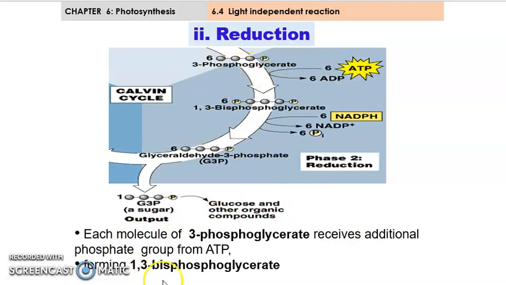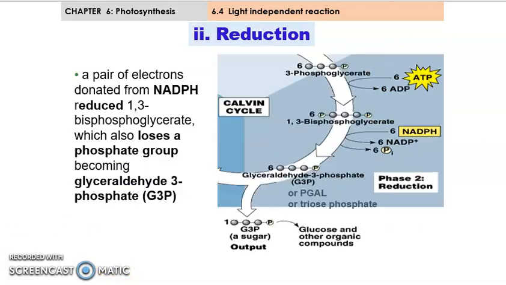So it will form 1,3-bisphosphoglycerate like this. So akan ada satu lagi phosphate yang akan attach pada 3-phosphoglycerate. So this 3-phosphoglycerate will be convert to 1,3-bisphosphoglycerate. Okay, so kenapa ada 6 dekat sini? 6 ATP because it has 6 molecule of 3-phosphoglycerate. So from 6 ATP, once it transfer its phosphate towards the 3-phosphoglycerate, it will convert to become ADP.